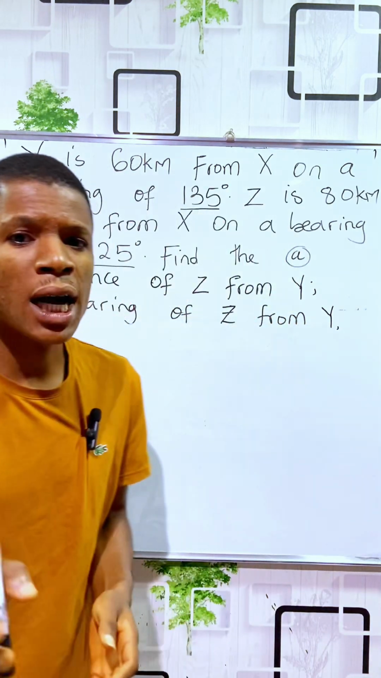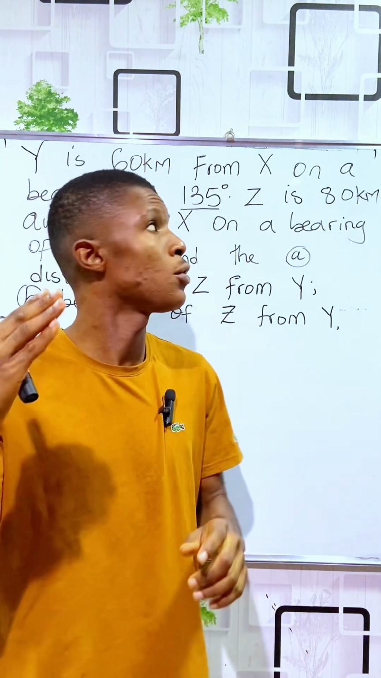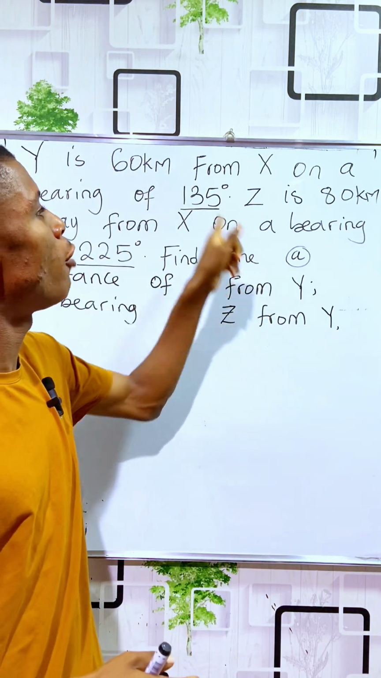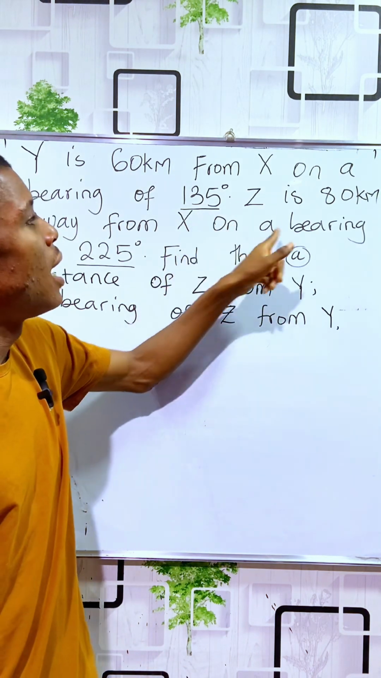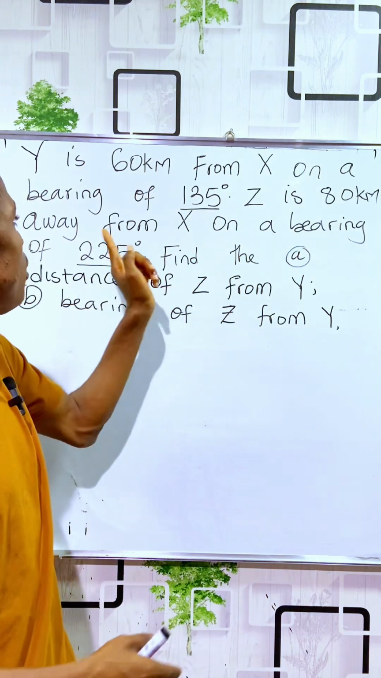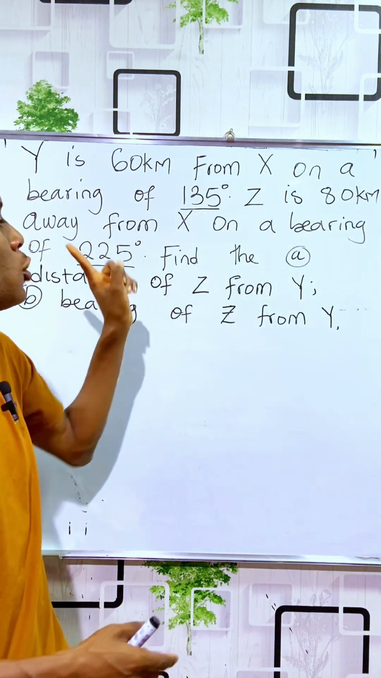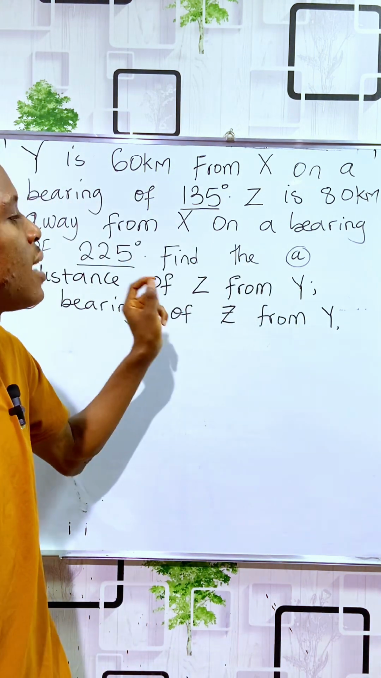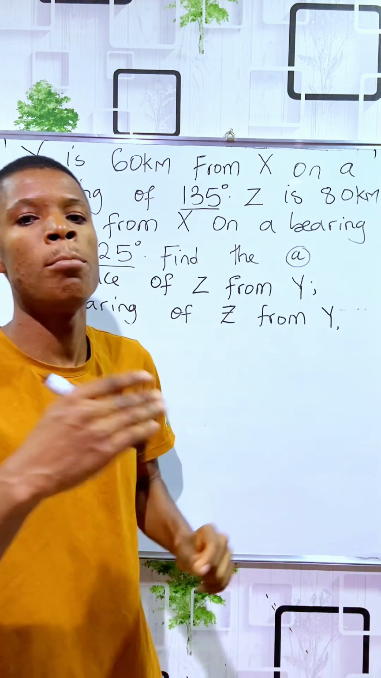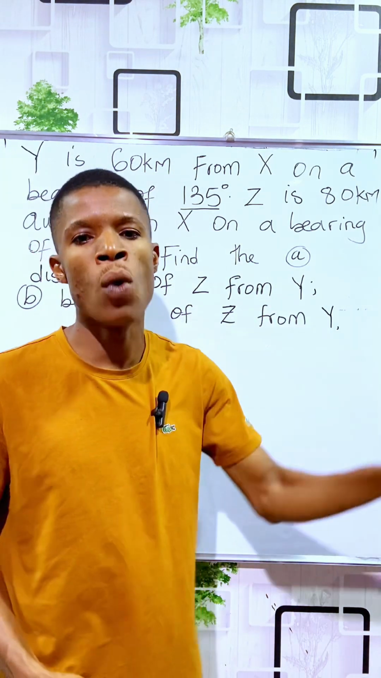If you look at the board, we are told that Y is 60 kilometers from X on a bearing of 135 degrees. This is a 3-digit bearing. Z is 80 kilometers away from the same X on a bearing of 225 degrees. Find the distance of Z from Y and the bearing of Z from Y.